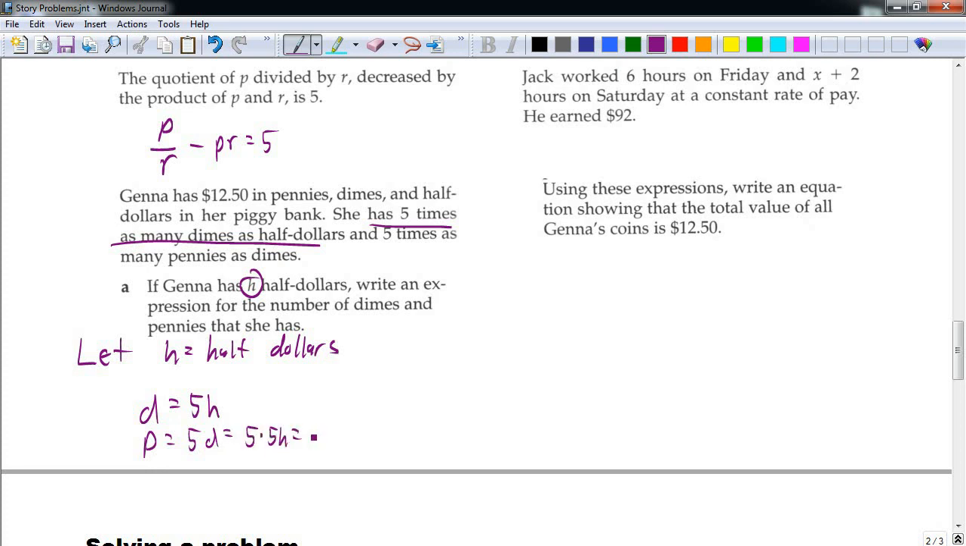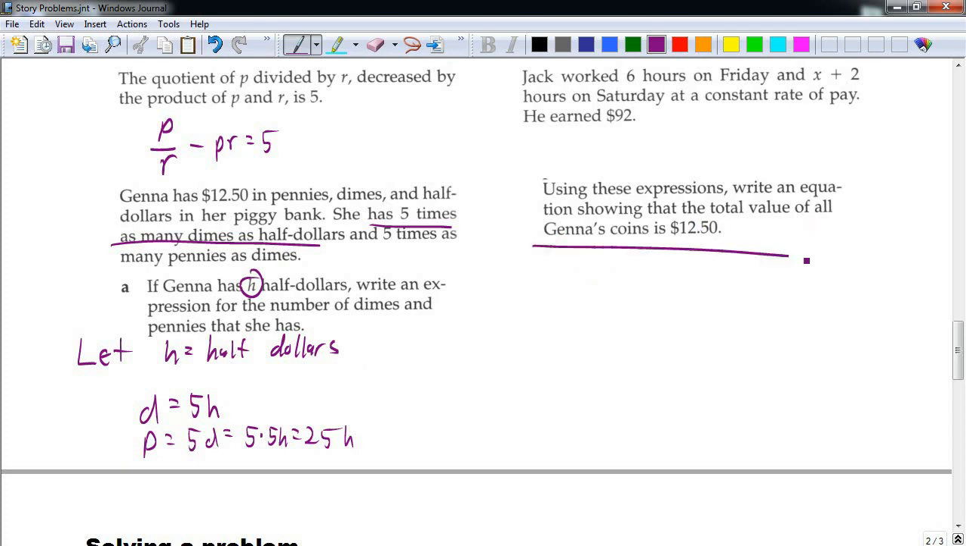So that's 25H. So I have H half dollars, 5H dimes, and 25H pennies. Now, using those expressions, let's write an equation for the total value of all of her coins.